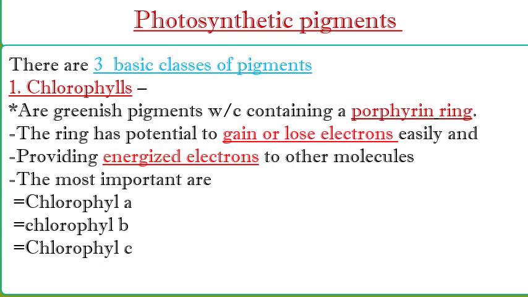The second kind of chlorophyll is chlorophyll B. This is found only in green algae and plants. The third form of chlorophyll is chlorophyll C. This is only found in photosynthetic members of Chromista and dinoflagellates.